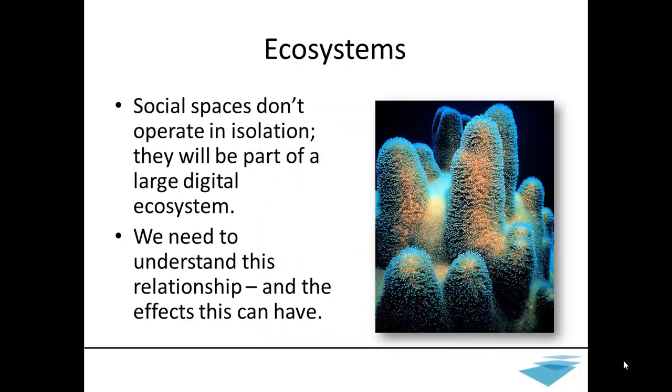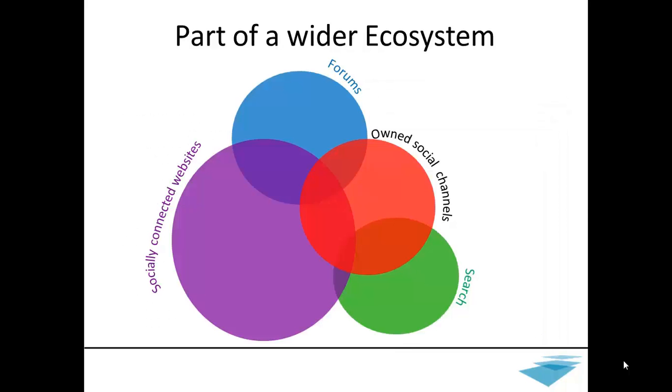The next thing to note actually is that social spaces do not operate in isolation. They're always going to be part of a much larger digital ecosystem. Of course, we need to understand this relationship and the effects that this can have. This illustration shows that owned social channels are a mere part of a much broader ecosystem, and that each part of that ecosystem can feed the other.